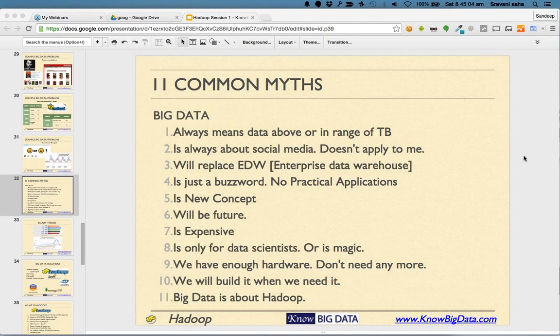Next is, big data is always about social media and doesn't apply to me. The one use case which is very popular about social media is sentiment analysis. That's why people get an impression that big data is only related to social media. No, big data is probably applicable in almost all domains. For example, the project I was talking about, we are working with Dell. We are tracking the behavior of each and every order. When you place an order with Dell, what states it goes through, what details, how much time every step is taking, and we are keeping this data for future analysis. To do that, they required a big data solution, and that's where they approached us.